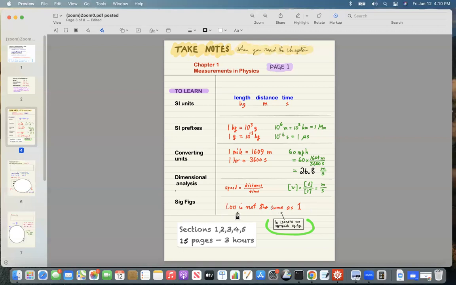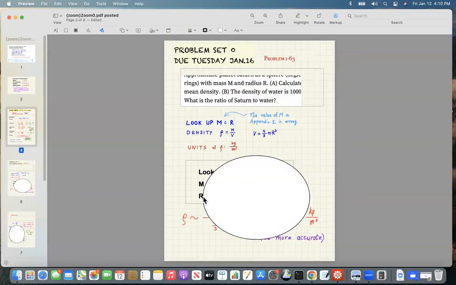You have to be careful about significant figures. You probably studied those in high school. All right, so now let's take a look at problem set 0. That's the problem set which is due next Tuesday. It's from chapter 1 in the textbook. And here's one of the problems on the problem set. It's problem 63 in chapter 1.